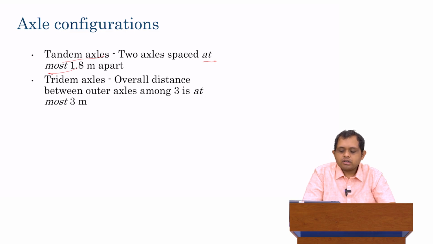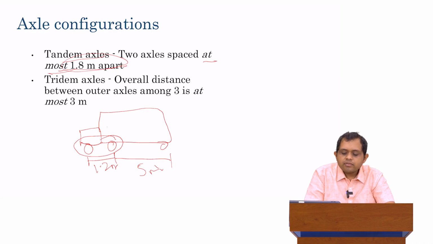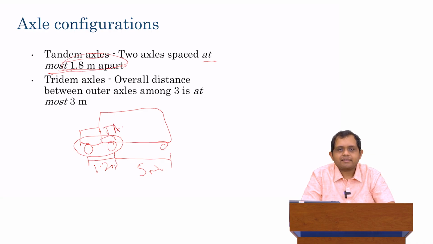So for example, let me try to draw this truck. If I have a truck as follows, where I have an axle, thus. Let's say this distance is 1.2 meters, although usually the steering axle is ignored, but for now, bear with me, let's not ignore the steering axle. And let's say the next distance is 5 meters, for example. The fact that these 2 axles are within 1.8 meters of each other, so they're less than 1.8 meters apart, we will then group these together as a tandem axle.